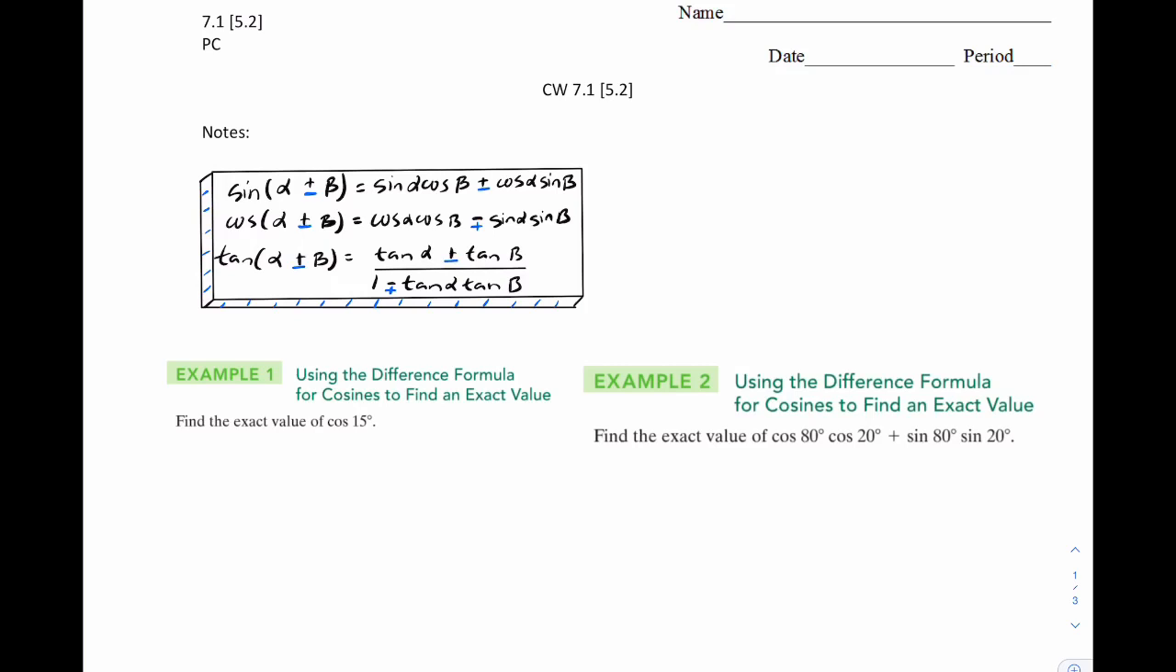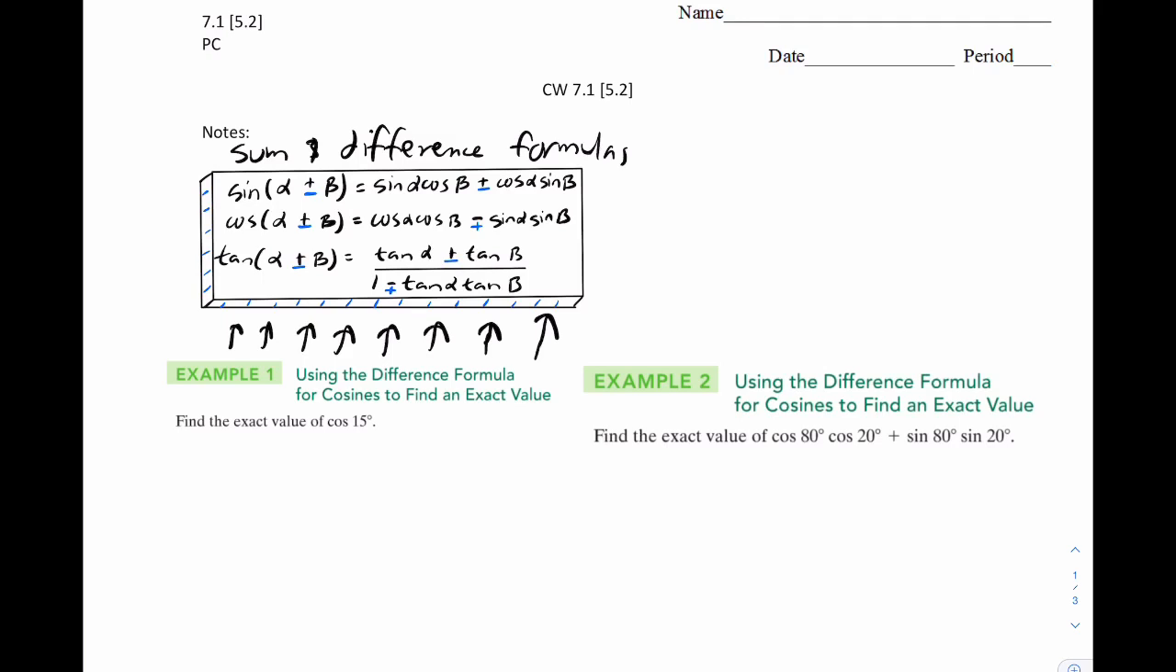Welcome to Classwork 7.1, Textbook Section 5.2. Today we are going to study the sum and difference formulas in trigonometry. So take a moment just to write down what's in this 3D box. I'd recommend pausing the video and then unpausing when you're done, and make sure you take careful note of where I've put the plus and the minus.